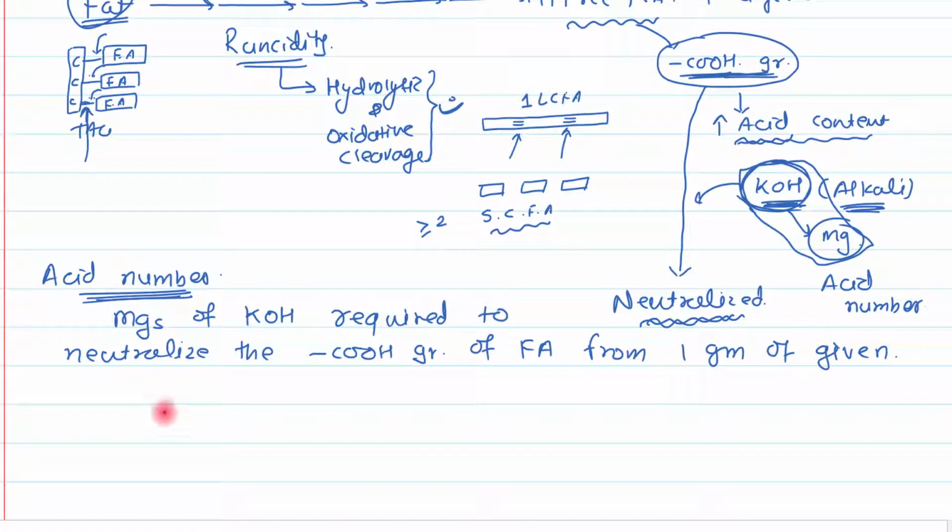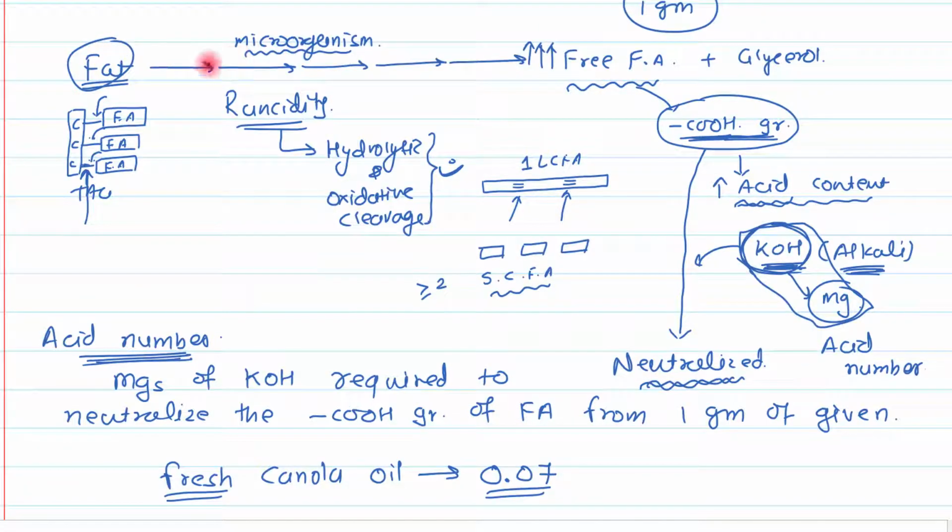One example is fresh canola oil. If you measure the fresh canola oil's acid number, you will get approximately 0.07. So what does it mean? It means 0.07 milligram of KOH is required to neutralize all the free fatty acids from this fresh canola oil. As it is fresh, there is no microorganism or significant rancidity developed. So the content of free fatty acid is very low, less KOH is required, and because of that this fresh canola oil's acid number is very low.